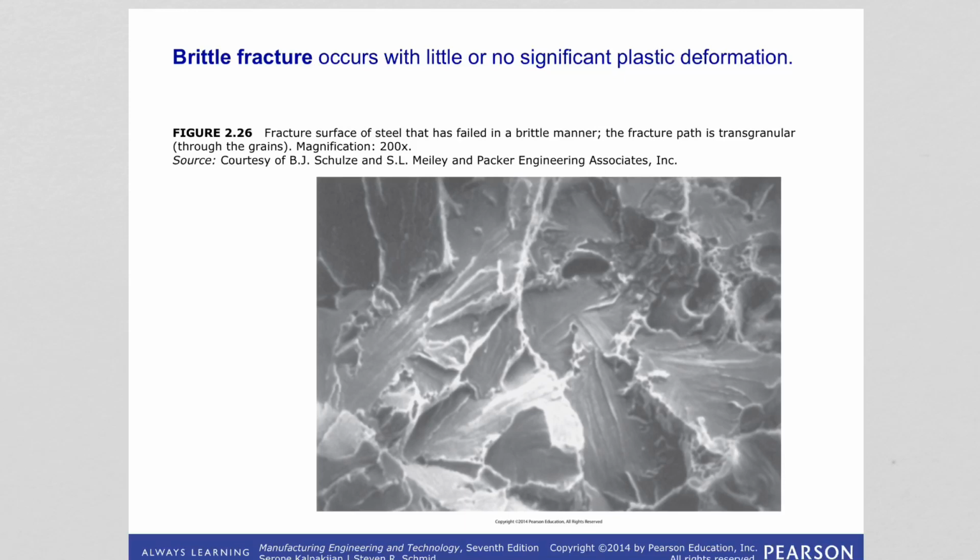And in general, low temperature and a high rate of deformation promote brittle fracture. The most common path observed is transgranular, meaning through the grains. So we are seeing here in this microscopic image a brittle fracture that is happening through the grains.